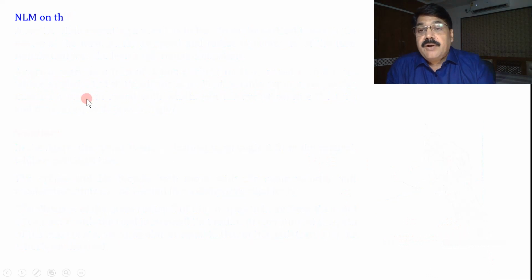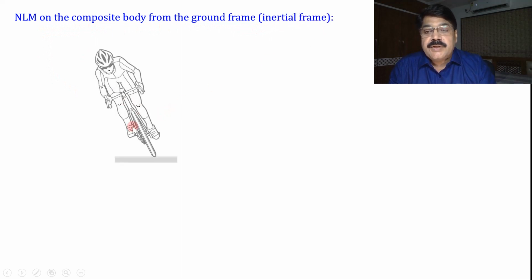Now let's apply Newton's law, NLM on the composite body from the ground frame, the inertial frame. So say this is the cyclist. Before we show the forces, let us show the lean angle, and at the mass center we show mg. Here mg is the total weight of the composite body and C is the mass center of the composite body, and here is the normal direction at point of contact P. Now here is the force of static friction, which will be less than or equal to mu s into N, and mu s into N is the limiting friction.